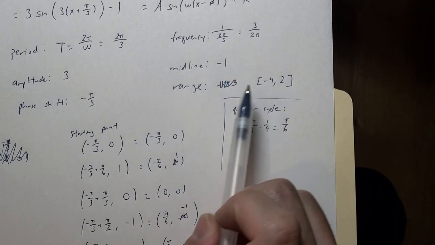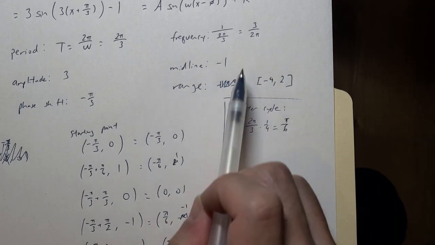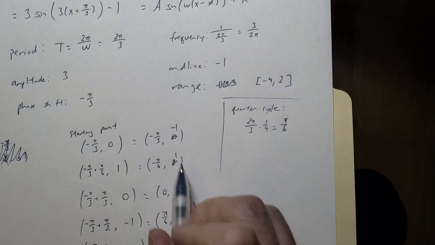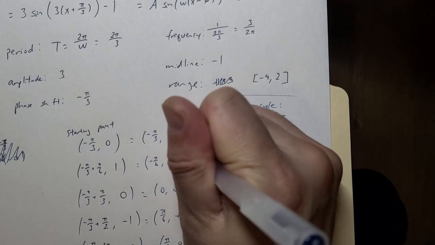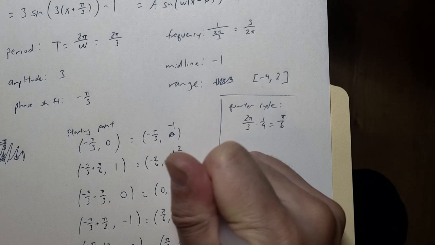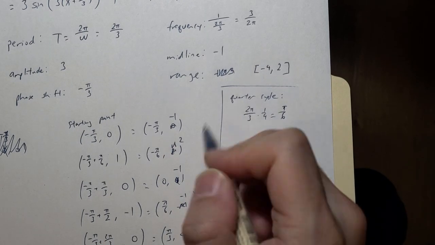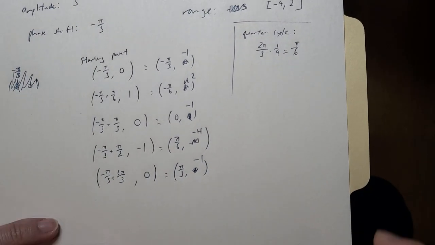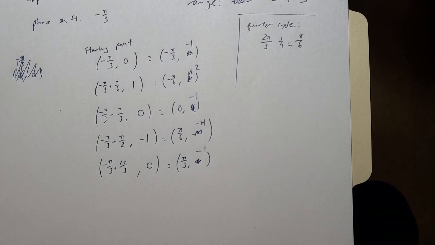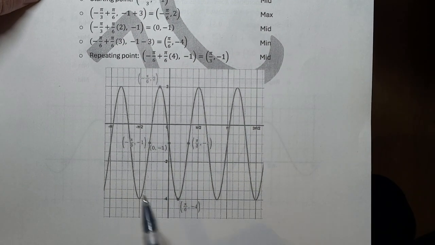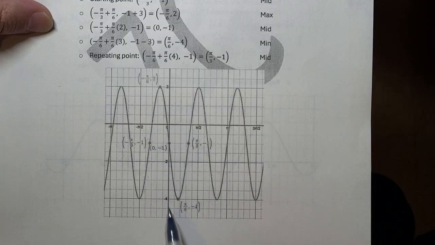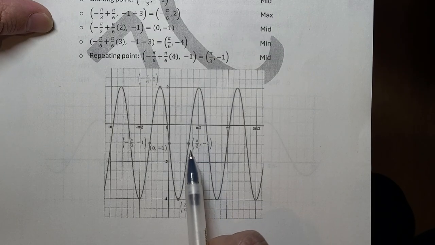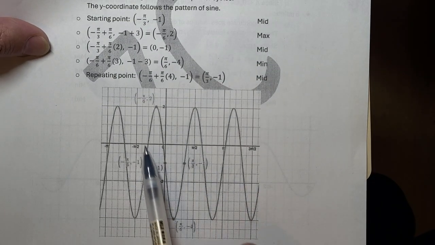So, all the mids, we're going to change to minus 1. The maxes, we're going to change to 2. This is a mid, so minus 1. This is a min, so it becomes a minus 4. And then this is a mid, so it becomes a minus 1. Those are our 5 points right there. Okay? Since I already spoiled that, I already had a sheet with the things worked out. Here are the 5 points. Okay? And then we would just connect it.